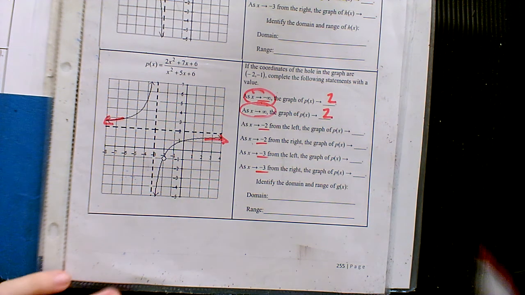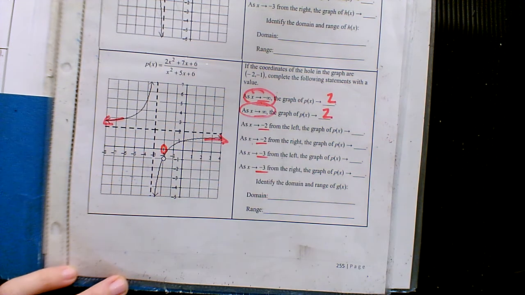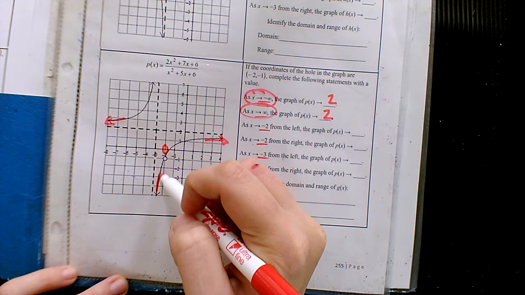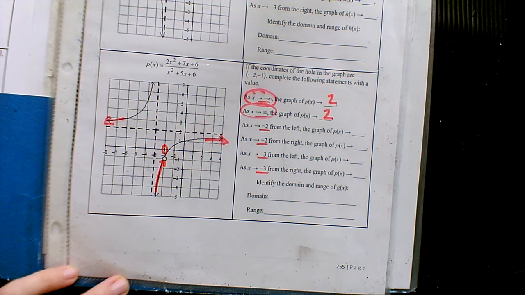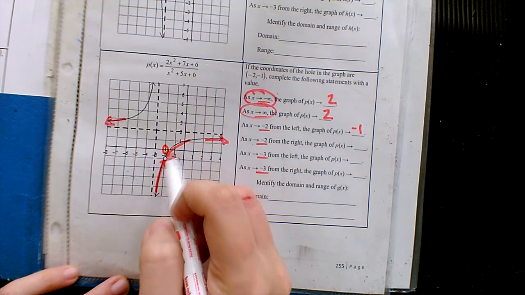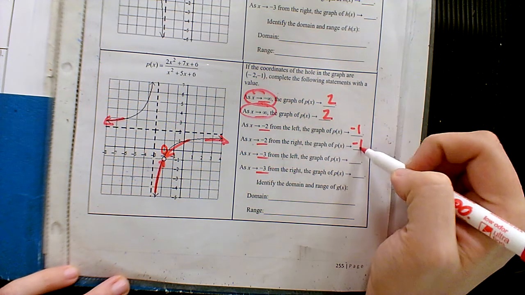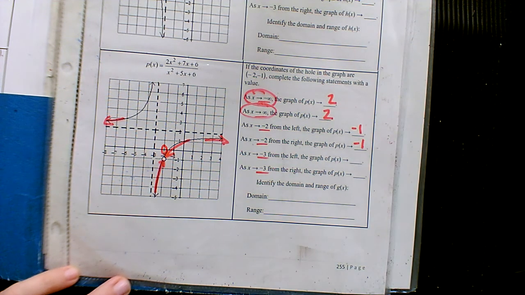What if we take a look at -2? So here's the x value of -2. We're going to trace the left-hand side. Notice how we're getting closer and closer to the hole. So what's the y value that we're getting closer and closer to? -1, right? The height of the hole. If we trace the right-hand side, we're still getting closer and closer to the hole again. So that would be -1.